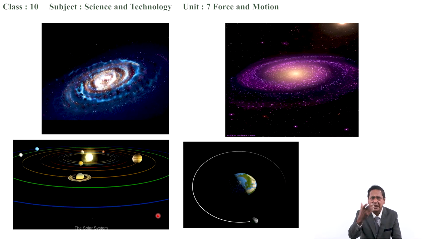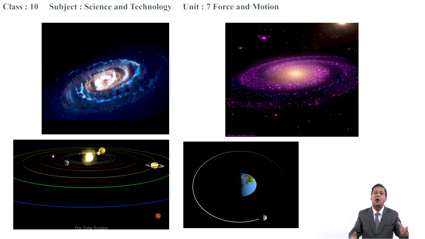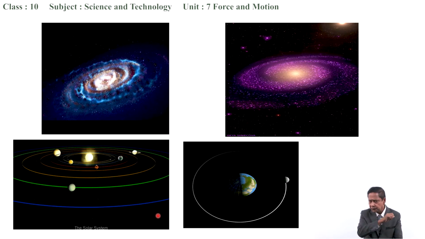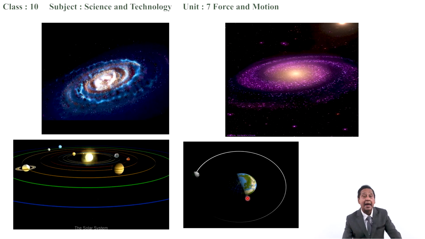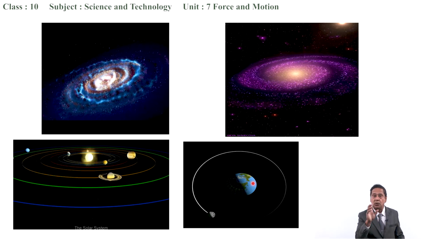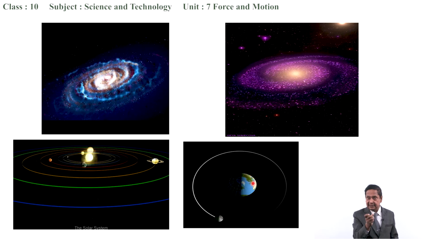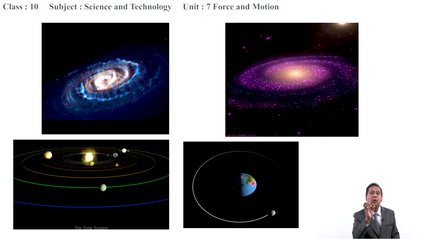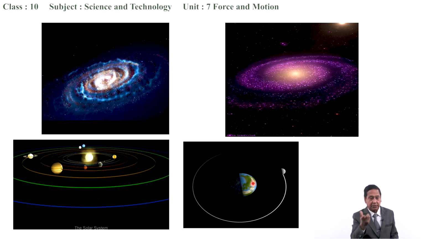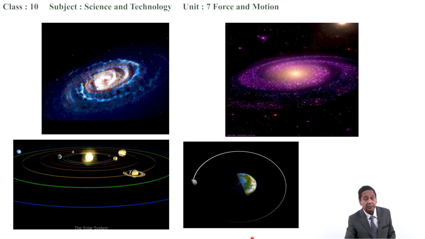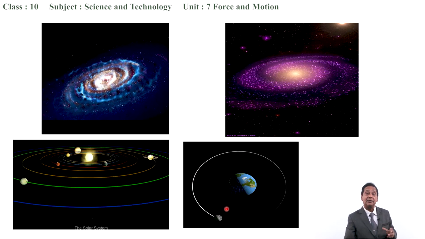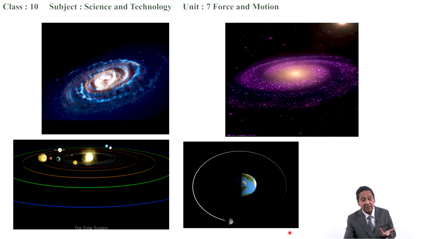Now there are other questions also. I want to put forward many questions, and then lastly we'll talk about gravitation. Look at this diagram. Here in the center we have Earth. Earth is rotating around its own axis, isn't it? And it takes 24 hours to complete one rotation. And there's another body which is revolving around the Earth. What is it? We know this.